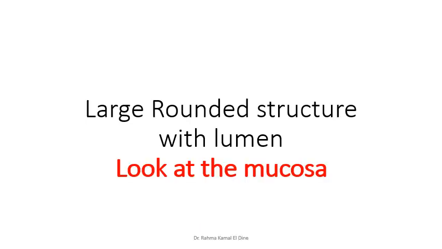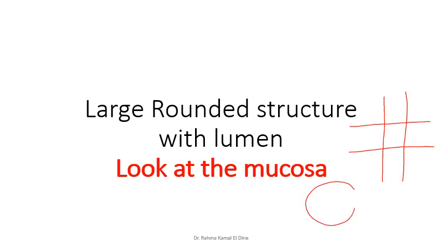If we have a section with a large rounded structure with lumen, okay? If I have something like the esophagus and I cut a transverse section, it will appear as a rounded structure with lumen. How to identify this section? Look at the lumen. The lumen is the mucosa.